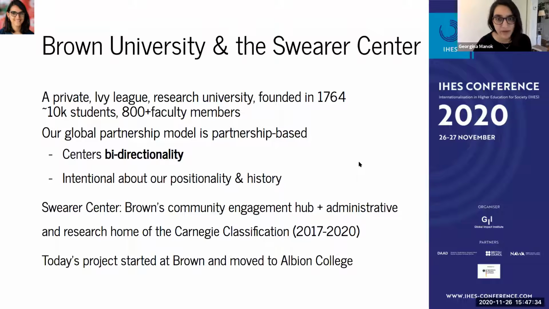The Swearer Center at Brown, where I'm based, is the community engagement hub and administrative and research home for the Carnegie Classification between 2017 and 2020, which is the project we're talking about today. So this project started at Brown and has since moved to Albion College. It started before Brown, but the design of the international element of it was under the Swearer Center.